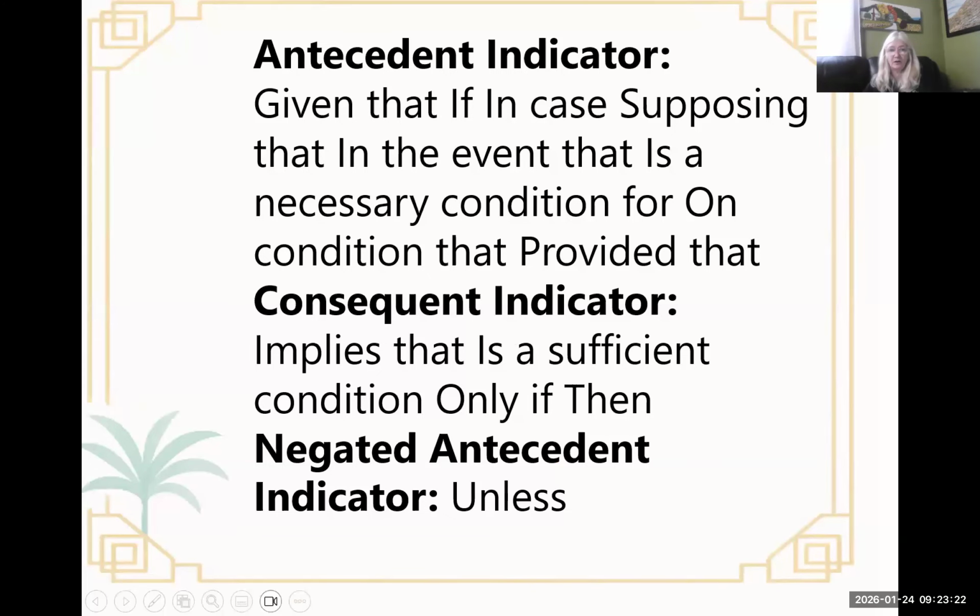Antecedent indicators include given that, if, in case that, supposing that, in the event that, is a necessary condition, on condition that, provided that. Consequent indicators are words that mean "then", like implies that, is a sufficient condition, and only if means then, and then means then. An example of a negated antecedent indicator is "unless". So if you see "unless" and you want to interpret it not as an "or" but as a negated antecedent or a negated "if", so "if not", this is what it is indicating.